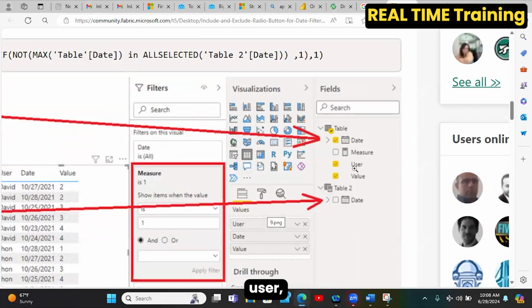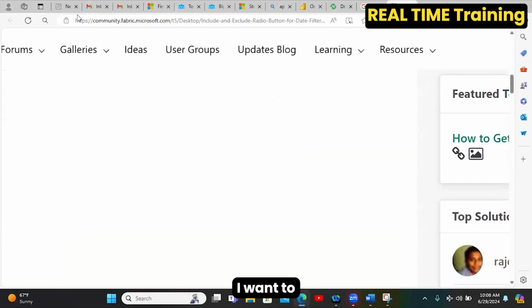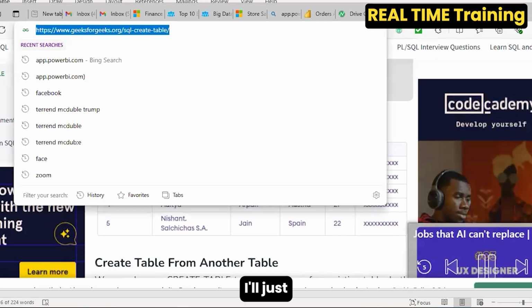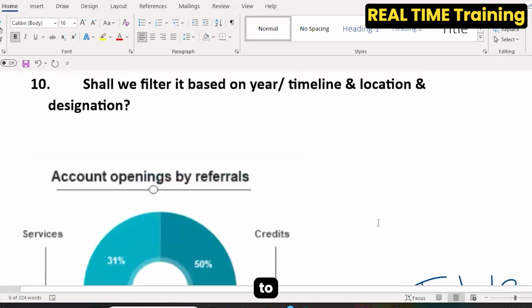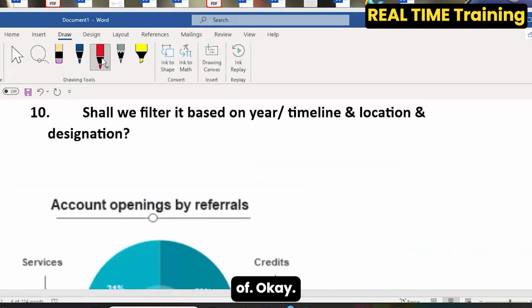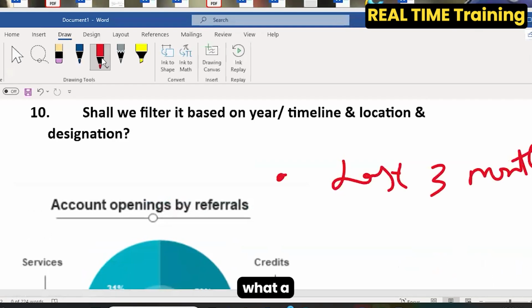So instead of this user, it will say, okay, I think I want to show a better example. Okay, I'll just draw it out, right? It's better if I draw it out. It will have something to the effect of, okay, last 3 months. You know what a radio button is, right? Everybody knows what a radio button is? Yeah, we know.